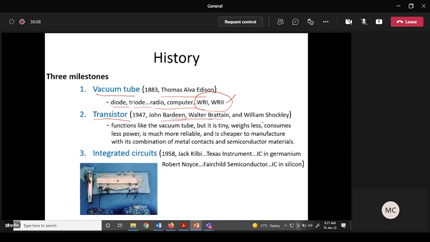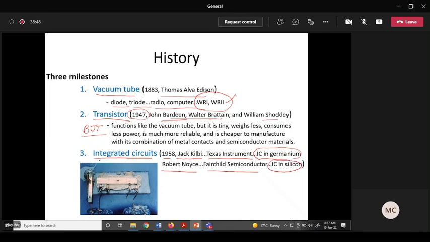Then people managed to develop transistors, particularly in Bell Labs: Bardeen, Brattain, and William Shockley. Around 1947, they made the first BJT, that is bipolar junction transistor. Then there is another very important invention, which is integrated circuits. This was done by Jack Kilby around 1958, from Texas Instruments, using germanium to make the IC. And around the same time, Robert Noyce of Fairchild Semiconductor made an IC using silicon.